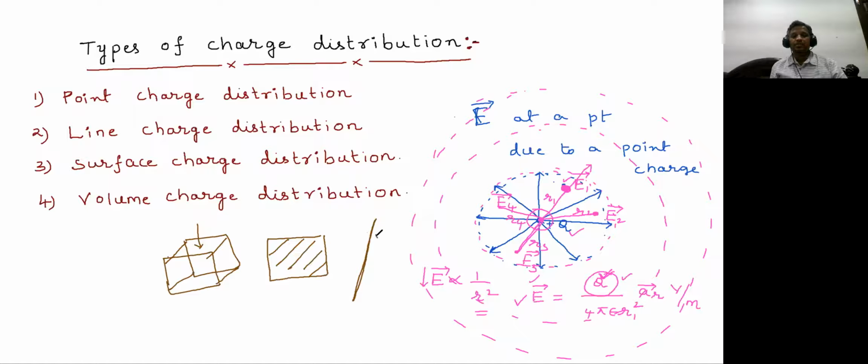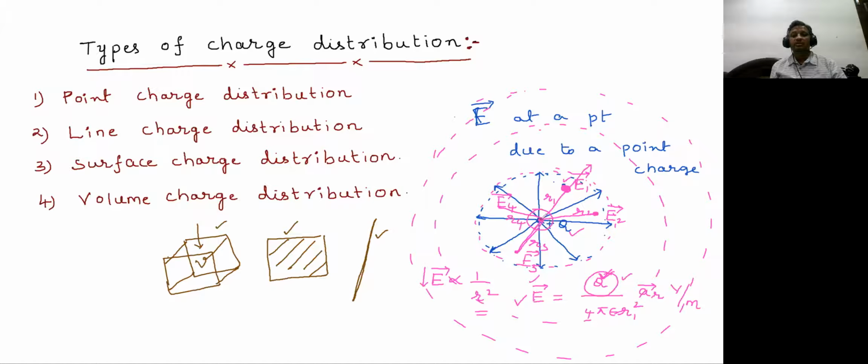This is a conducting wire we are taking, and this is a conducting sheet, and this is also conducting material which is obtained in the form of a cubical structure or any other form which consists of some volume V. This is how we are going to get different types of charge distributions.